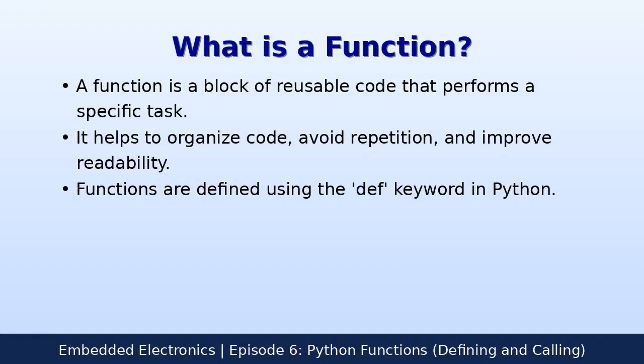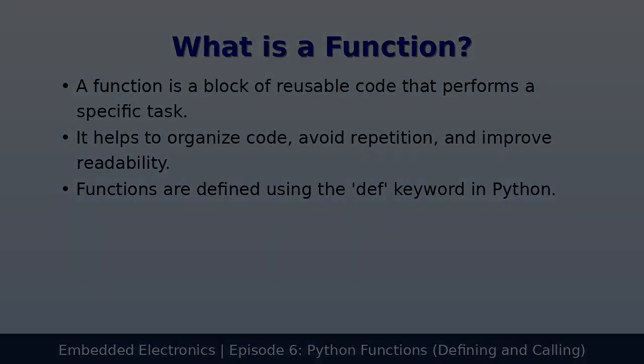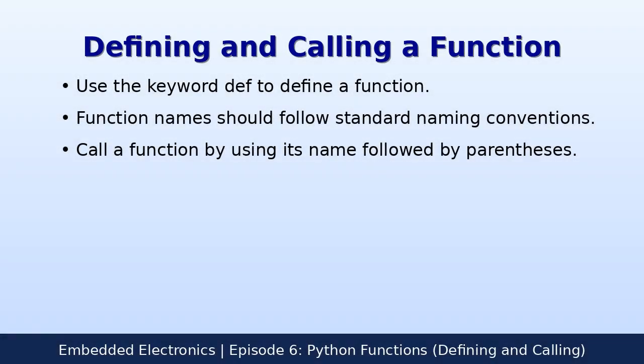Functions are reusable blocks of code that perform specific tasks. They help organize programs into smaller parts, making code cleaner and easier to maintain. Define a function using def followed by the function name in parentheses. Call the function by writing its name with parentheses to execute the code inside it.